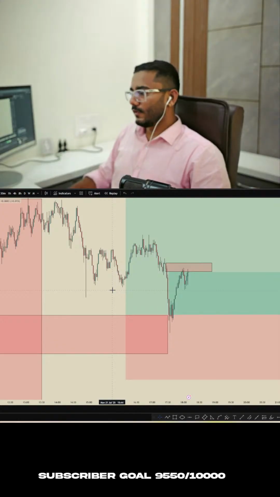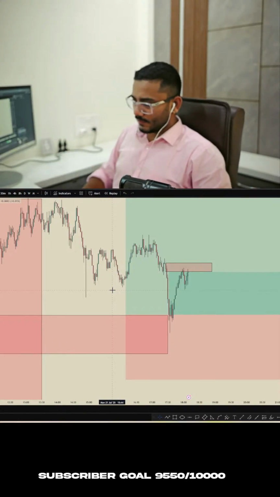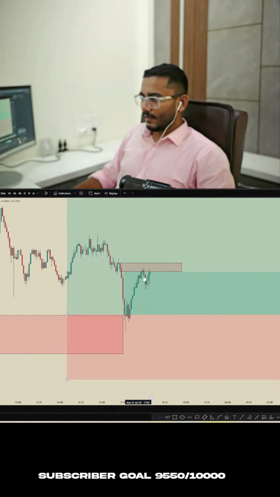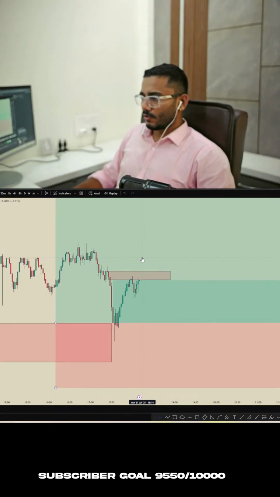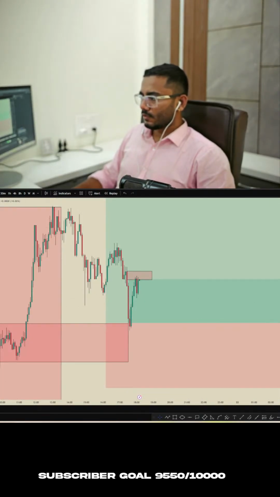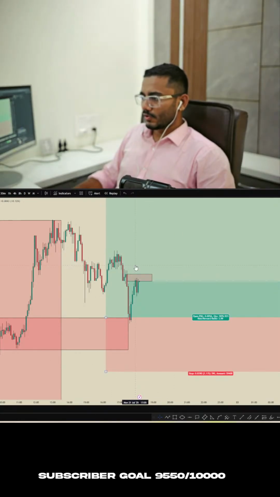So in XRP, we can see now price will break this breaker block and it will create a new order block. This is where we will put our stop loss below this low.